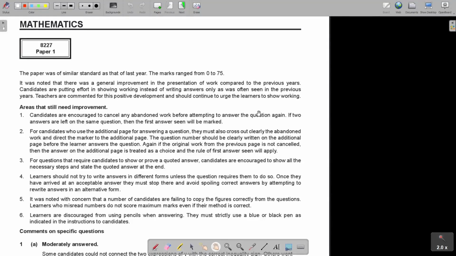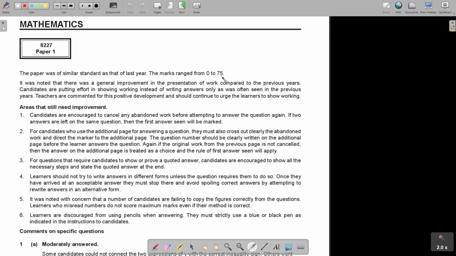Before we start with question number 1, let's first go through the examiner's report, the general marks. Mathematics, paper 1. The paper was of similar standard as that of last year. The marks range from 0 to 75. It was noted that there was a general improvement in the presentation of work compared to the previous years.